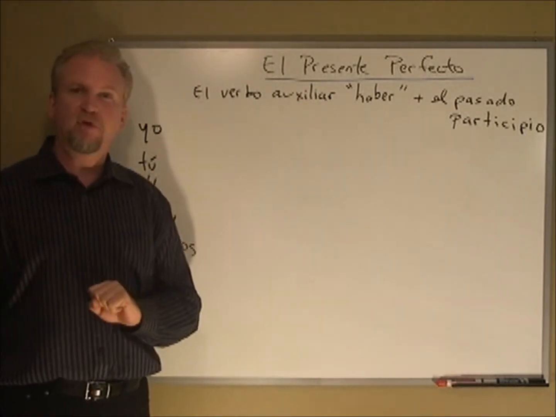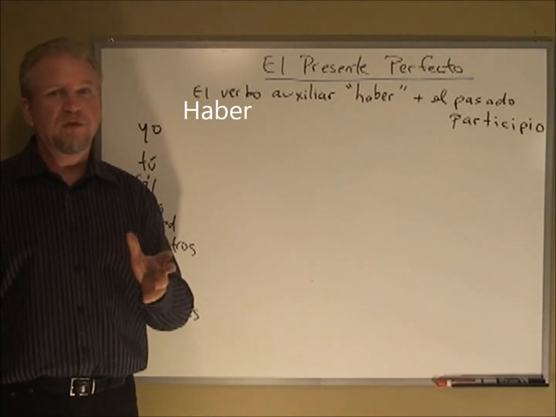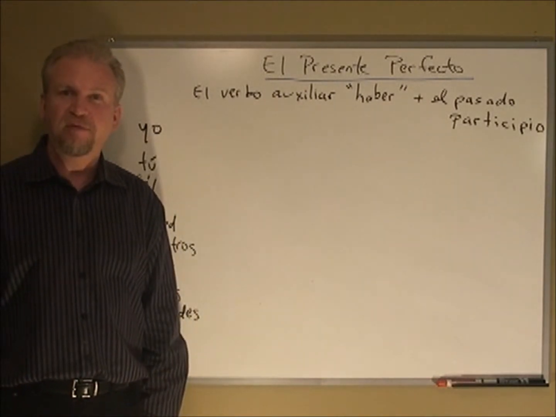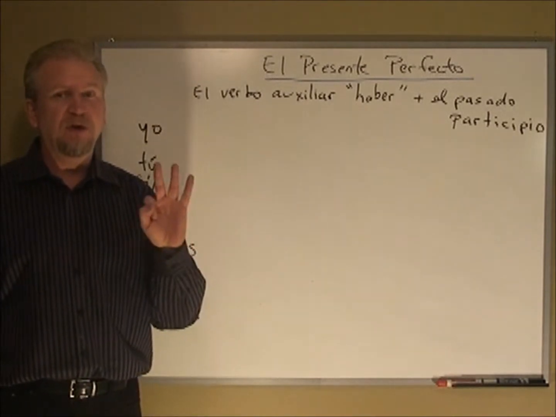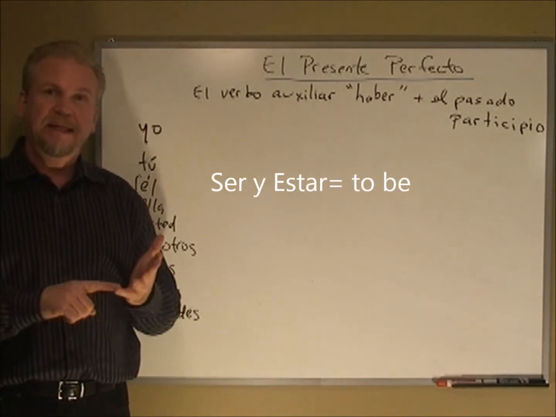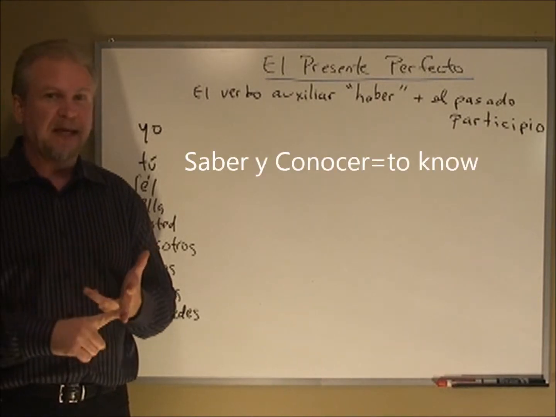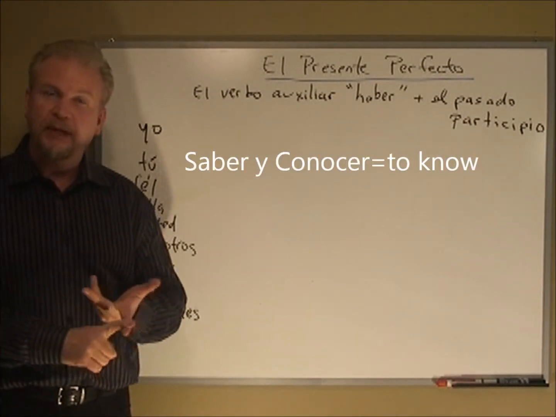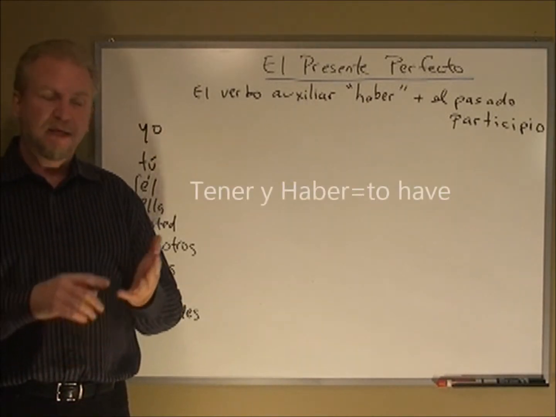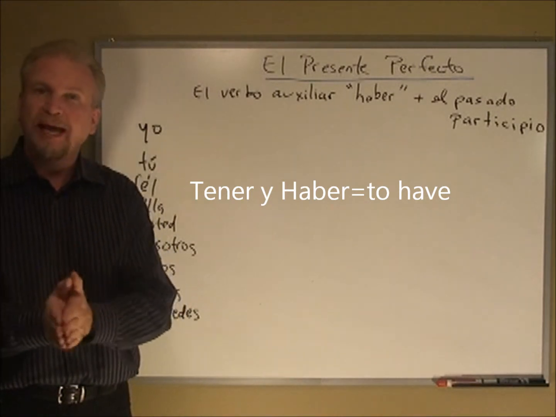Now, the first thing we have to do is learn how to conjugate the verb haber. Haber means to have. Well, wait a minute. I thought tener is to have. Well, you're right. Now there are three sets of verbs in Spanish that have the same meaning. We learned ser and estar in level 1, to be. We learned saber and conocer at the beginning of this course, the verbs to know. The third set of verbs is tener and haber, which both mean to have.